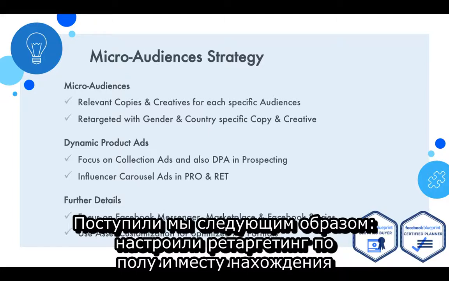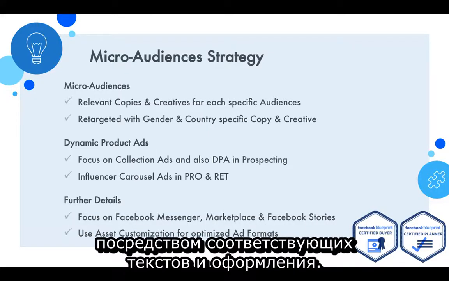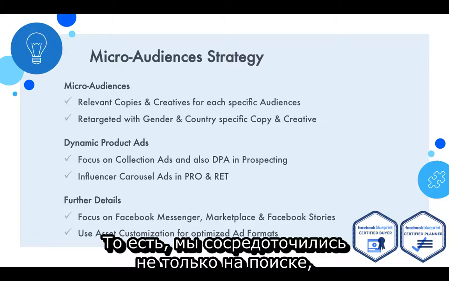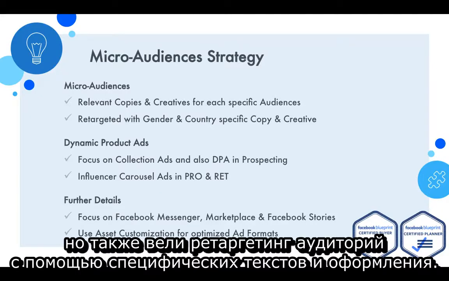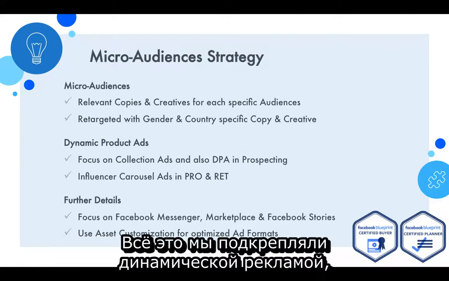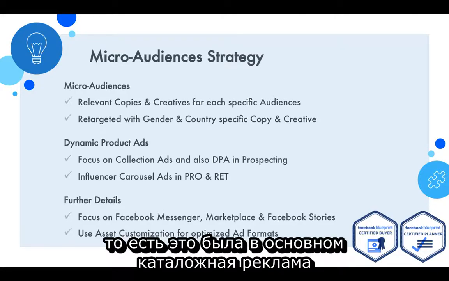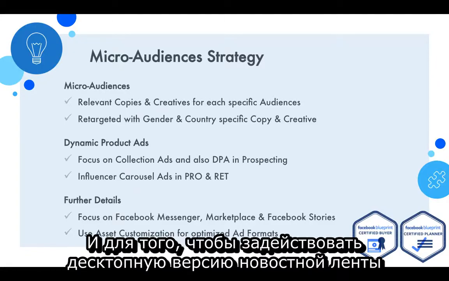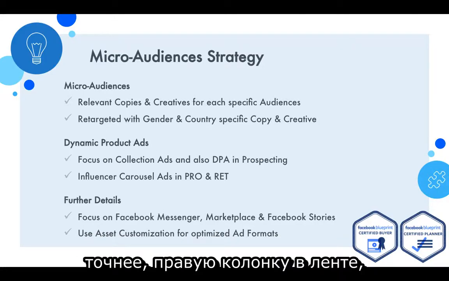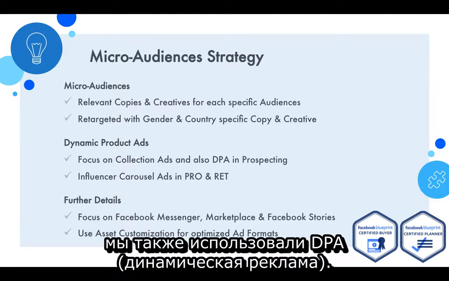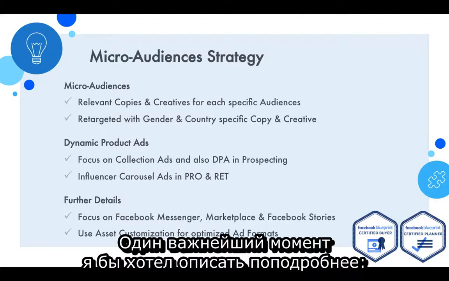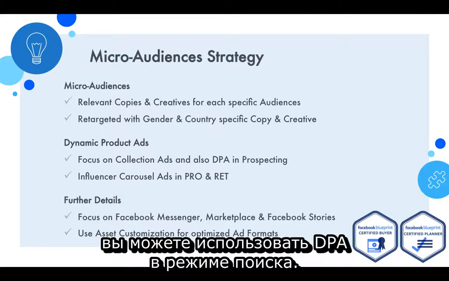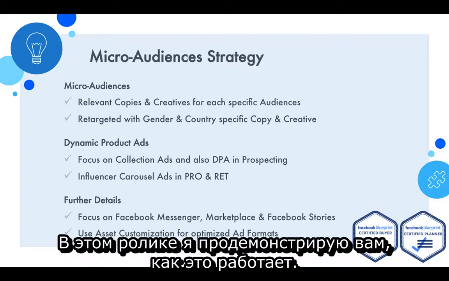What we did, we also retargeted with gender and country specific copies and creatives. So we did not only focus on prospecting on the specific ones, but we also retargeted them with very specific copies and creatives. And all of this we also boosted with some dynamic products. So we used mainly collection ads for mobile newsfeed and desktop newsfeed, and in order to also make use of desktop newsfeed, of right column, so on and so forth, we also used DPA, so dynamic product ads. But what is very important, that's something that I would like to show you in this video in a lot of detail, is that you can actually use DPAs, so dynamic product ads, also in prospecting. And how this works, I'm going to present you in this video.